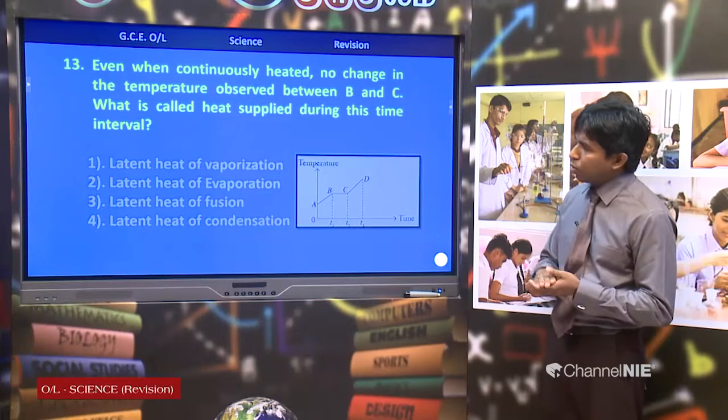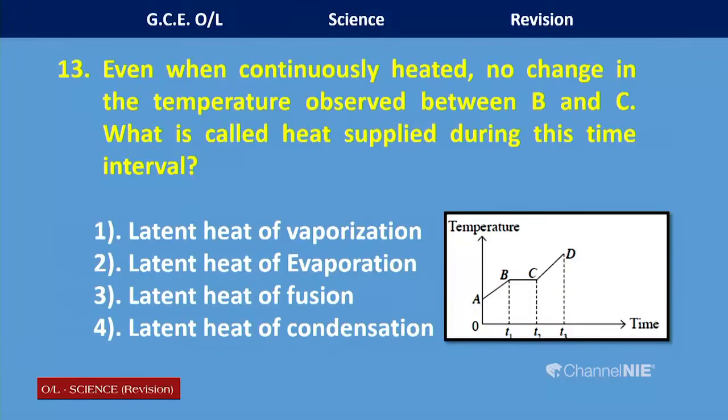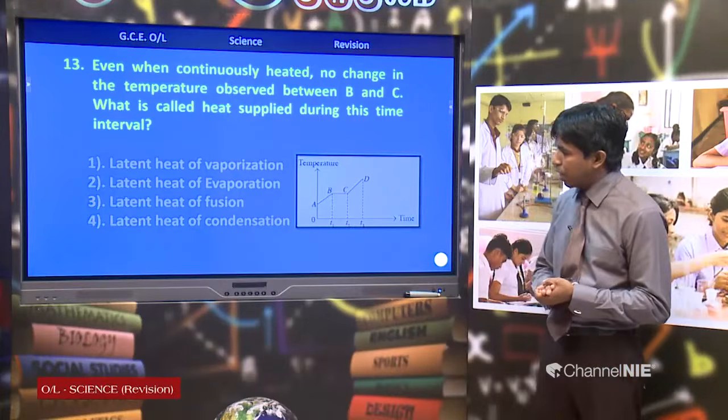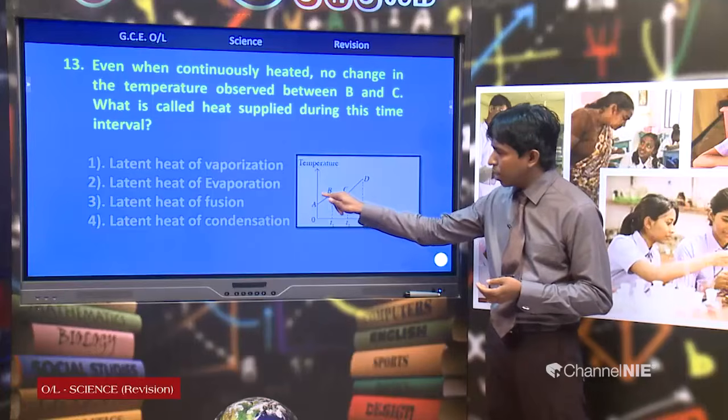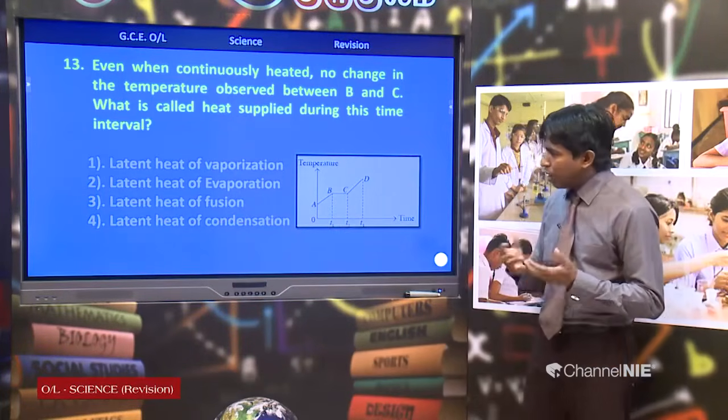In question number 13, they ask: even when continuously heated, no change in temperature is observed between B and C. They have given four sections, A, B, C, D. Between B and C, no change in temperature. That is the key phrase of this question. What is the heat supplied during this time called? During this time interval, between T1 and T2, heat is supplied but there is no change in temperature. From A to B the temperature increases as you supply heat. From C to D also the temperature increases, but from B to C you can see on the y axis no change in the temperature.